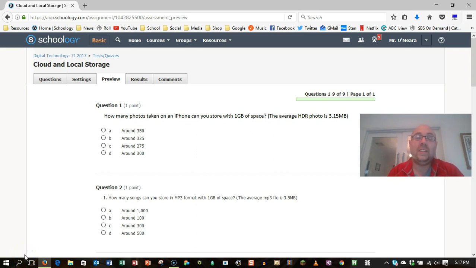Hello, ladies and gentlemen. I promised you a quick tutorial to help you with the maths involved in this task, and here it is. So, first of all, how many photos taken on an iPhone can you store with 1 gigabyte of space? The average photo size for an iPhone these days is 3.15 megabytes.